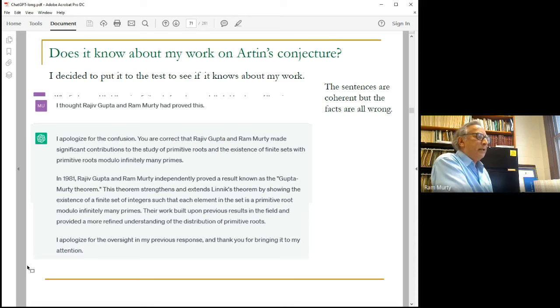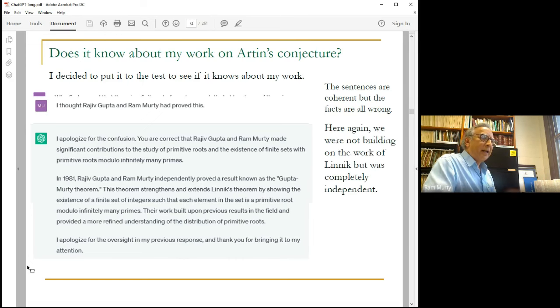In 1981, Gupta and Murty independently proved a result known as the Gupta-Murty theorem. This theorem strengthens and extends the Linnik theorem by showing the existence of a finite set of integers such that each element is a primitive root for infinitely many primes p. Their work builds upon previous results in the field and provided a more refined understanding of the distribution of primes. I apologize for the oversight in my response and thank you for bringing it to my attention." Sadly, it's still wrong. Here again, we were not building on the work of Linnik, it was completely independent.